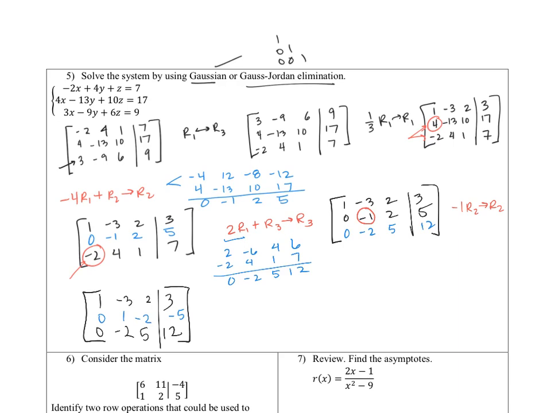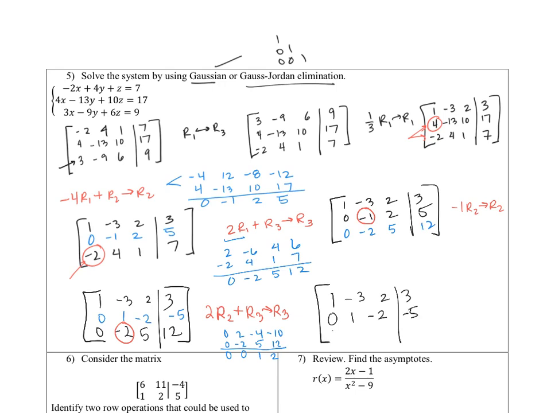And so the next thing I want to do is make a 0 down below there. So to make -2 go away, I need a +2 times row 2. I'm going to add that to row 3 to make my new row 3. My little side work here, 0, 2, -4, -10 is double row 2. Add to that row 3, that's 0, -2, 5, and 12. So it'll be a 0, a 1, and then a 2. So then my matrix will be row 1 will stay the same, row 2 stays the same, and then row 3 will be the 0, 0, 1, 2.